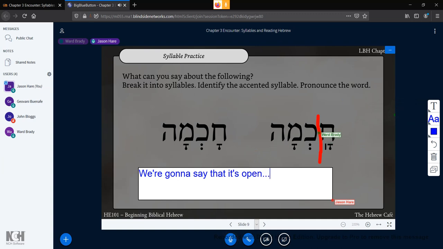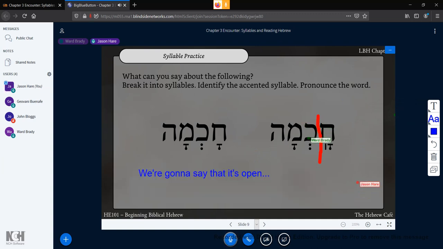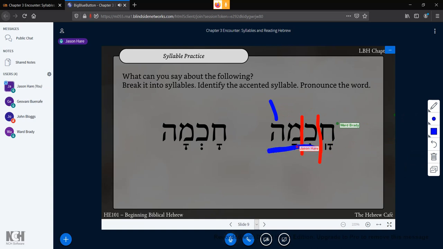We're going to say that it's open. The second syllable there, both the second and third, if you break it as second or third, either way it's going to be open because the hey on the end is not a consonant, it's a vowel. This is a vowel marker. So they're both open. Remember the definition of an open syllable is that it ends in a vowel, and the definition of a closed syllable is that it ends in a consonant, and this is not a consonant, and there's no consonant after this one either. Even if there were, this syllable doesn't end in a consonant, it just has two consonants forced together.